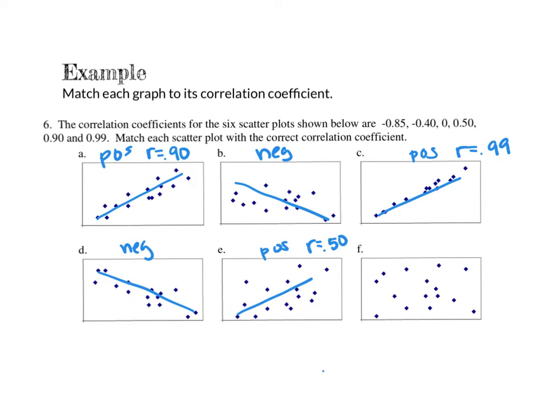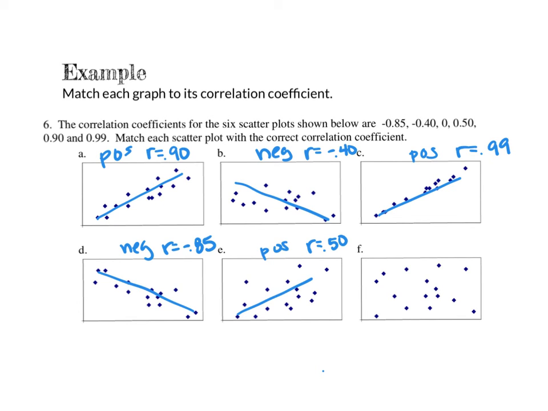So even without knowing what the actual values are, looking at how close of a line it is, that's what I'm looking at for this. The closer it is to the line, the closer it is to either 1 if it's positive or -1 if it's negative. So same results going back the other way. The two negatives are negative 0.85 and negative 0.40. Negative 0.85 is a lot stronger, and that's going to be this right here. And then the other one, B, will be R equals negative 0.40.